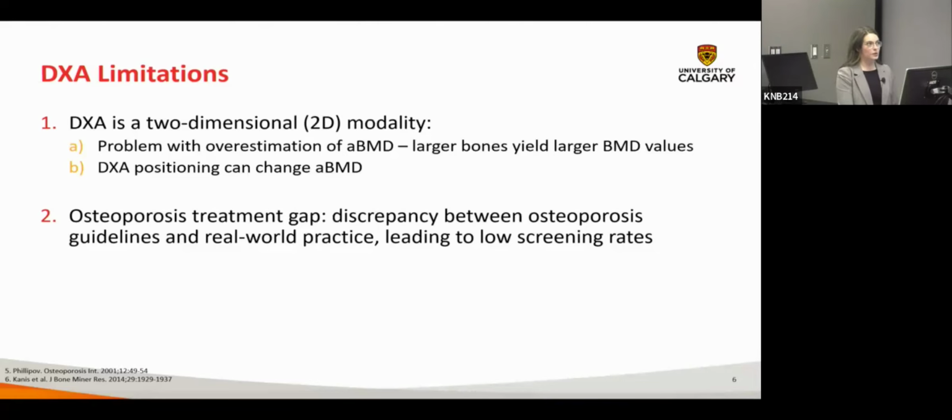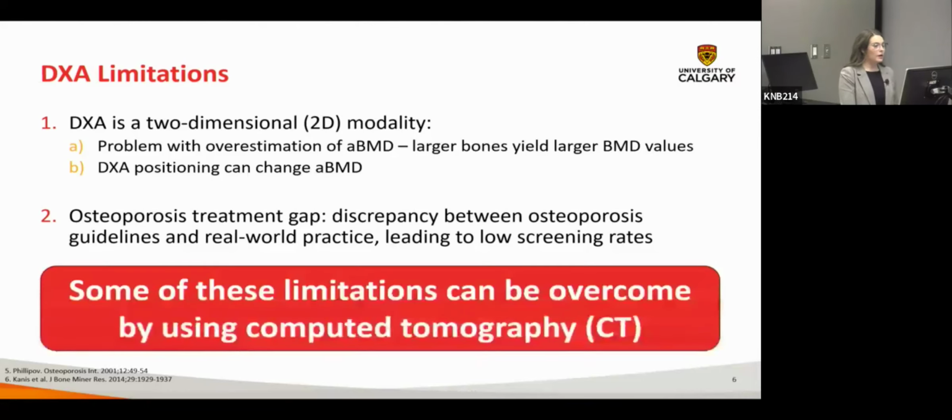And then secondly, as I've already alluded to, there's an osteoporosis treatment gap. So again, what's considered best practice is not actually maybe what's going on, leading to overall lower screening rates. Some of these limitations can be overcome by using computed tomography or CT scans.